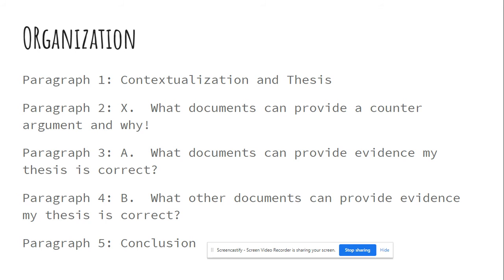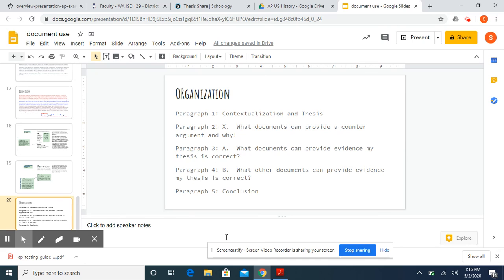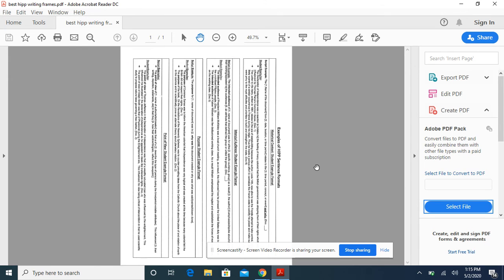Paragraph 1 has that contextualization, the thesis. Paragraph 2, which documents am I going to use to show my counter? For paragraph 3, which document am I going to use to really try and prove I'm right with my thesis? Paragraph 4, what documents are still left over to really help me prove I am correct in my historical assertion?